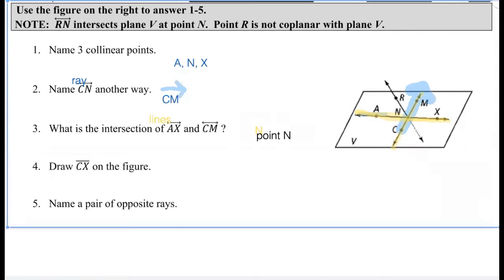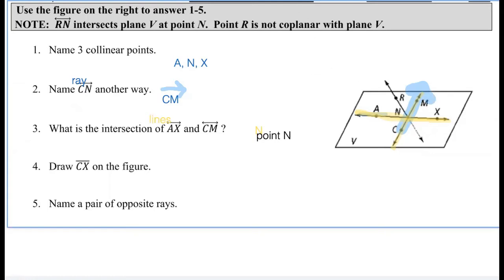Number 4, draw segment CX on the figure. So in this case, we actually have to perform an action and draw something. We're not answering a question. It says draw segment CX on the figure.